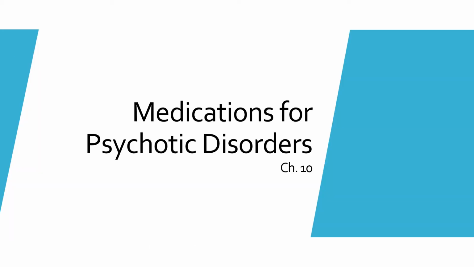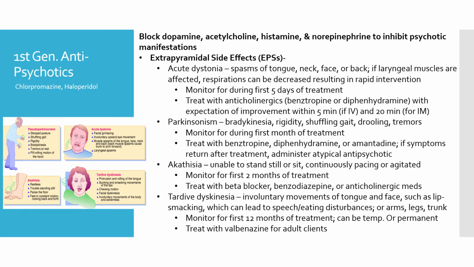Now, chapter 10, medications for psychotic disorders. For psychotic disorders, we have lots of different categories. First are going to be the first generation antipsychotics. These are going to be chlorpromazine and haloperidol. These block dopamine. In this category, what you're going to mainly see are dopamine and acetylcholine. These are going to block dopamine, acetylcholine, histamine, and norepinephrine to inhibit psychotic manifestations.